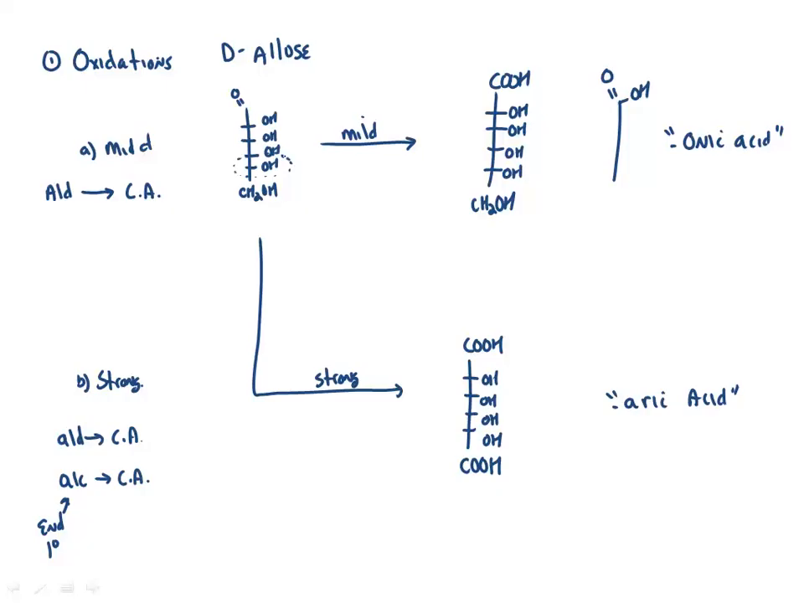No. Probably the best way to say it would be the OH on the chiral carbon furthest from the most oxidized end. That's the technical definition, right? That covers all conditions. And so this would be D-alonic acid, and then this would be D-alaric acid.